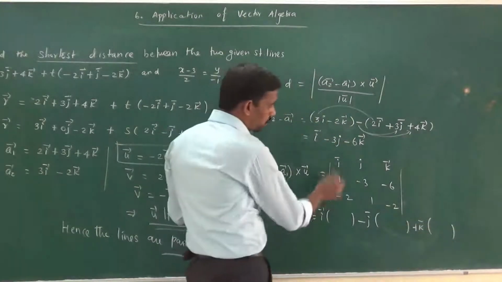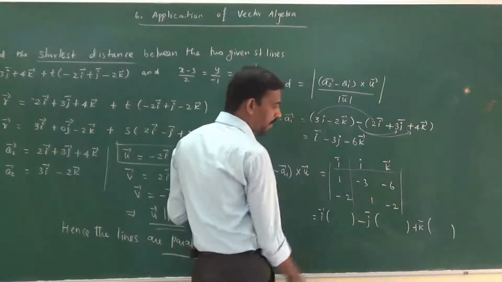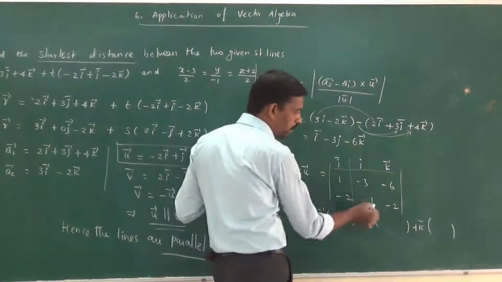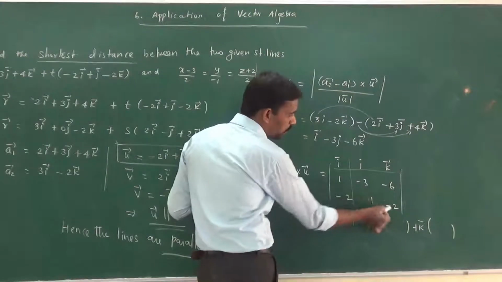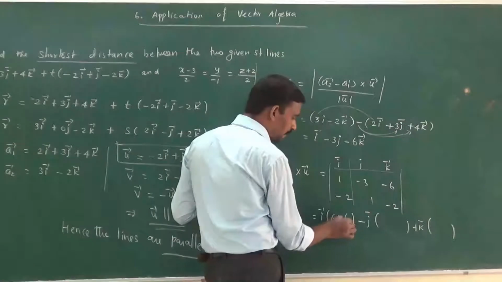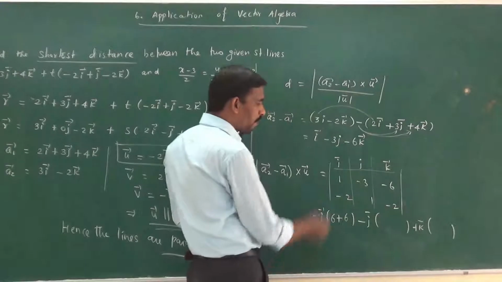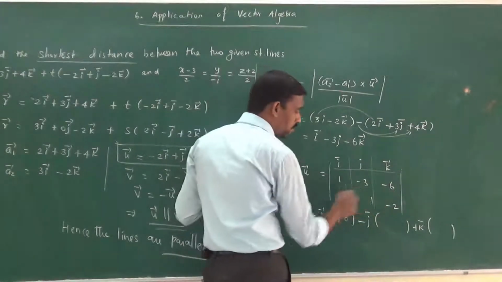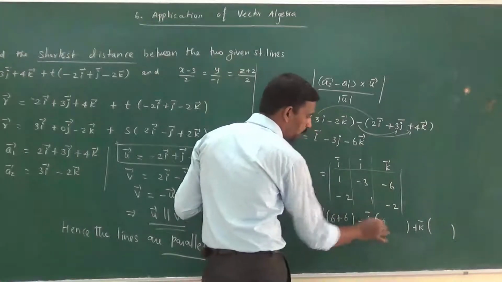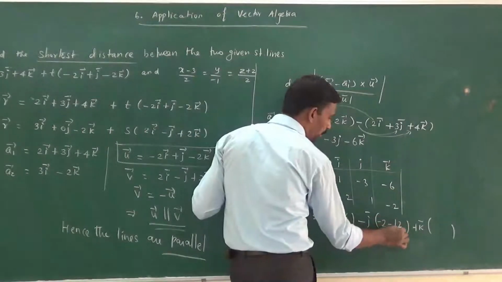For the i component, you remove the ith row and ith column. This diagonal is the primary diagonal and this diagonal is the secondary diagonal. You multiply: minus 3 into minus 2 is plus 6; 1 into minus 6 is minus 6, you change the sign, so plus 6. Then for the j component, remove the jth row and jth column: 1 into minus 2 is minus 2; minus 6 into minus 2 is plus 12, you change the sign, so minus 12.